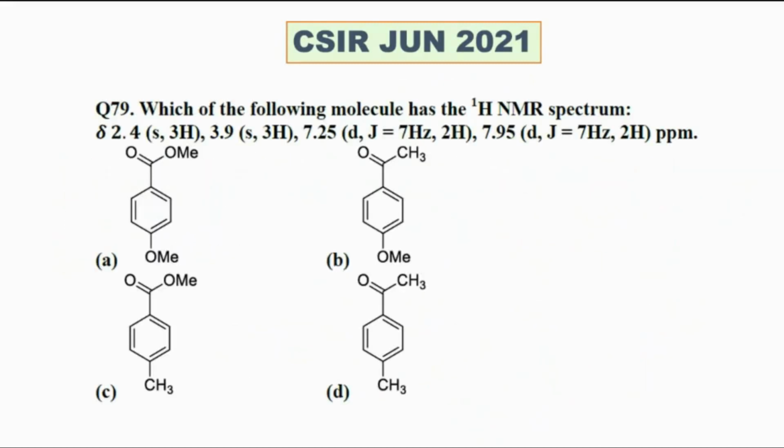ஓகே, இத சொல்லுங்க பாப்போம். ஜூன் 2021. டப்ளெட், சோ பேரா, எல்லாமே பேரா தான். அடுத்து, ஐஆர் கொடுக்கவே இல்லை இங்க. 2.4 singlet 3 hydrogen, 3.9 singlet 3 hydrogens. Very good. A you can eliminate because both will be de-shielded. Okay? And C la ஏன் சொல்றீங்க?